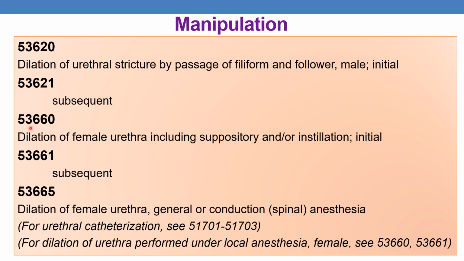The next is 53660. Dilation of female urethra including suppository and or instillation, initial. And next is 53661. Dilation of female urethra including suppository and or instillation, subsequent encounter. The next is 53665. Dilation of female urethra, general or conduction anesthesia.